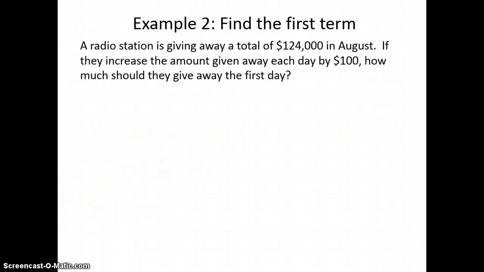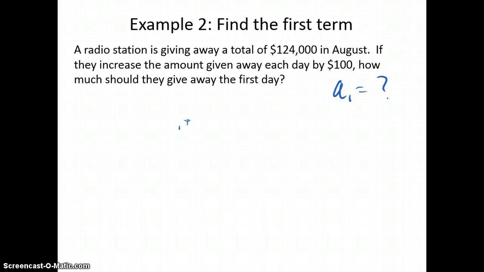All right, the next example, it says a radio station is giving away a total of $124,000 in August. If they increase the amount given away each day by $100, how much should they give away the first day? So by that information, we're trying to find what a sub 1 was.